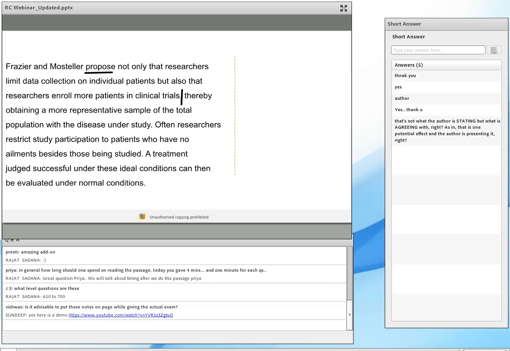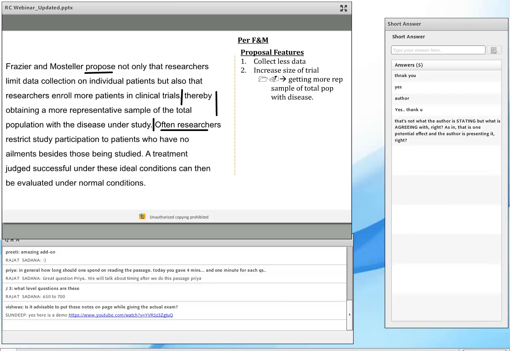All right. So FNM proposed not only that, so there's a proposal that FNM are saying, hey, collect less data, and B, increase the size of the trial, and the outcome of that would be that you actually get a more representative sample of the population with disease under study. And then, so this is the outcome of doing this proposal. Do FNM say this, or does the author agree with this? I think it's both over here. Then the author says, this is something which the author says. Again, that switching is something that you need to comprehend.